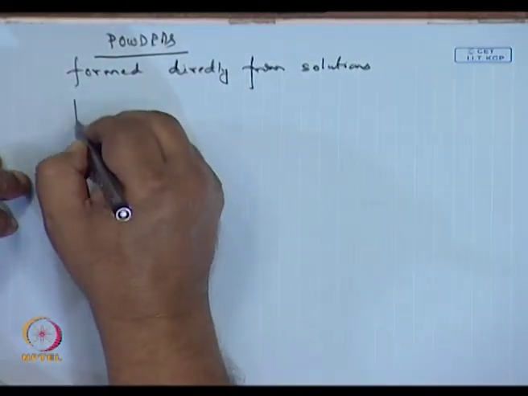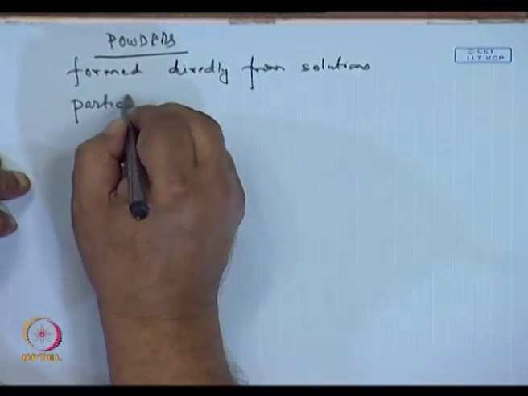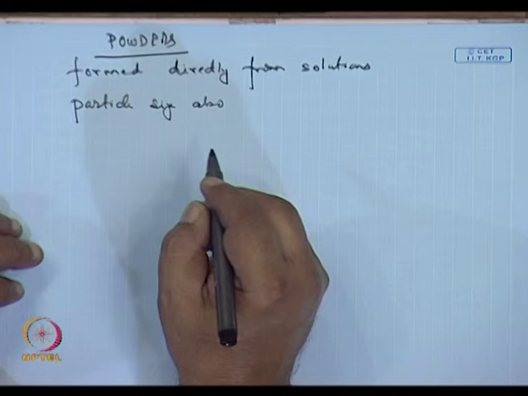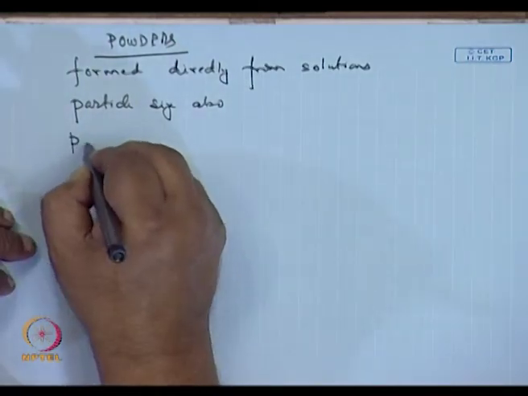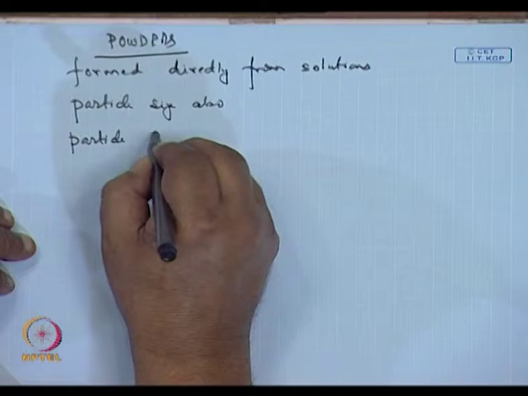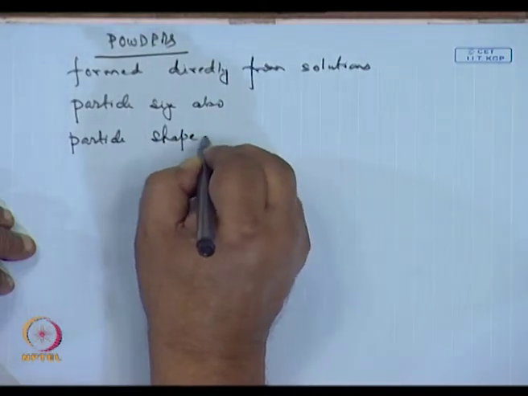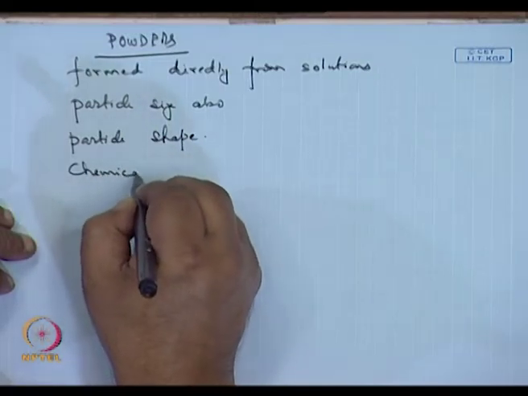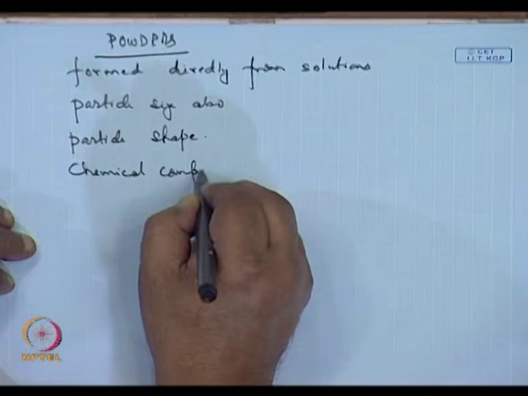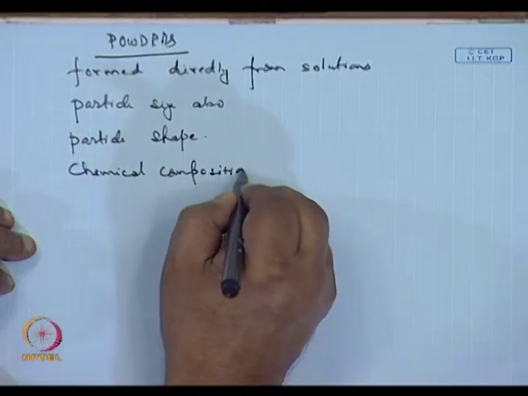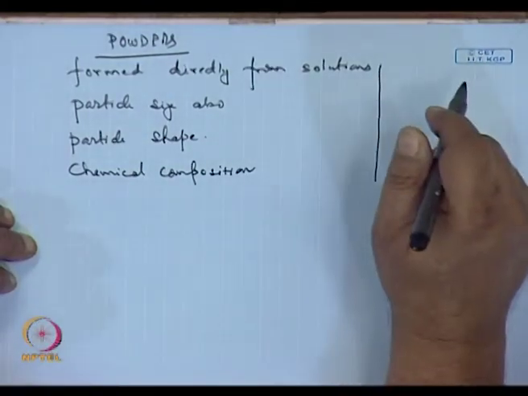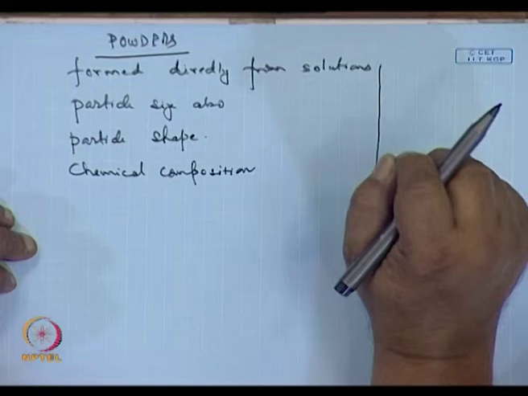Again, here we can control particle size, also particle shape, and chemical composition. All of these can be controlled because these powders are being generated from the solution itself.